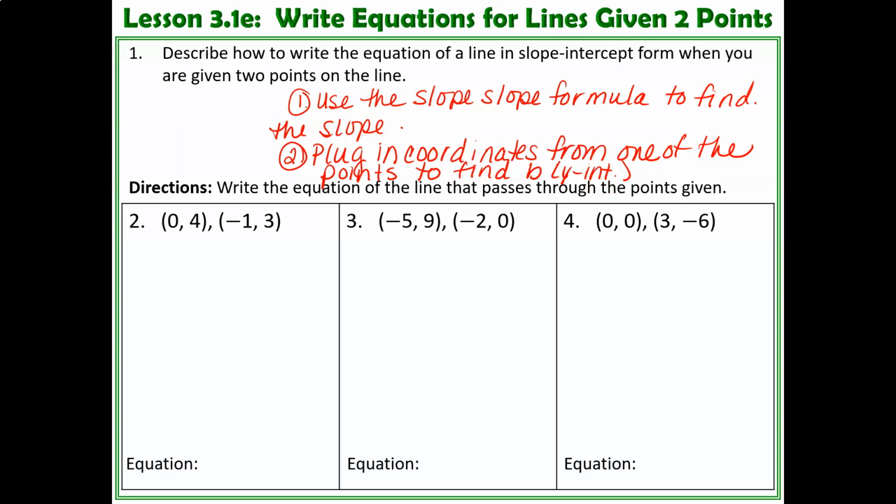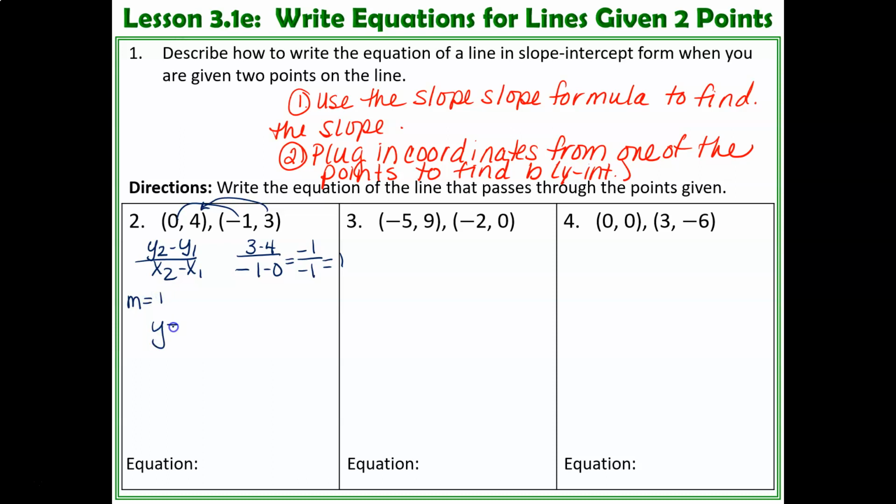All right, so let's do our first example. Let's change from red. Let's go blue. All right, so we're going to use those 2 points. We're going to use this formula, y2 minus y1 over x2 minus x1 to find the slope. So I'm going to take 3 minus 4 over negative 1 minus 0. So I have negative 1 over negative 1, which is the slope of 1. So my slope is 1.